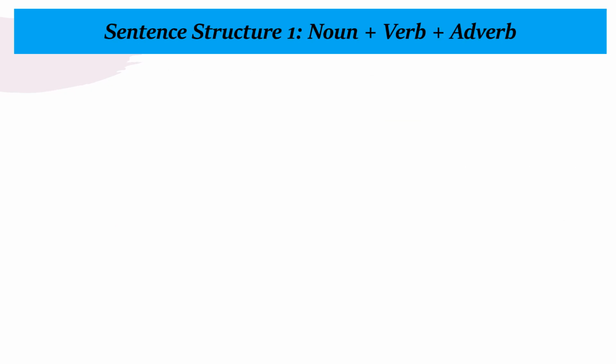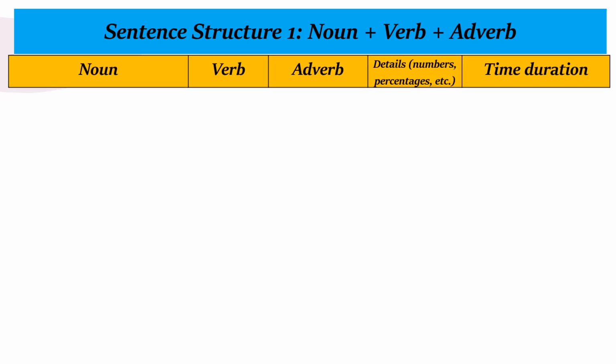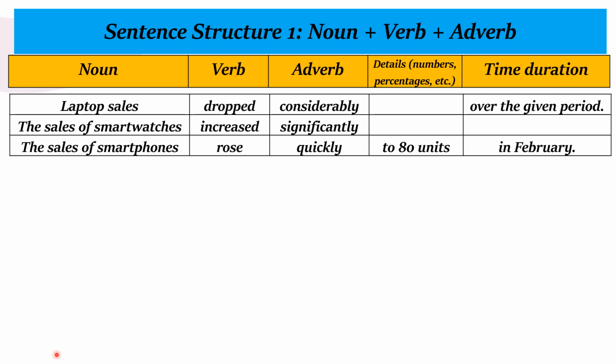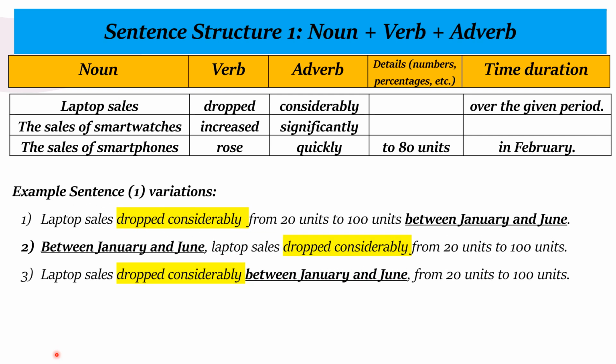Now let's examine the first sentence structure, which is a noun followed by a verb and an adverb. This structure helps describe how the action takes place. The examples given here are taken from the model description given on the previous slide. Let's see how we can write these sentences differently. Example 1 from the box has been used to create these three variations, keeping the same structure but changing the time expression and details. I advise you to read the sentences before we move forward.